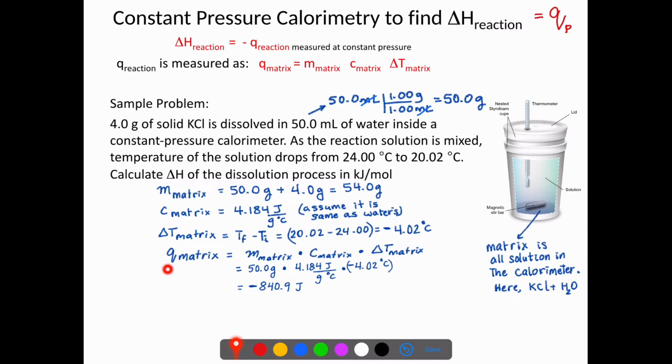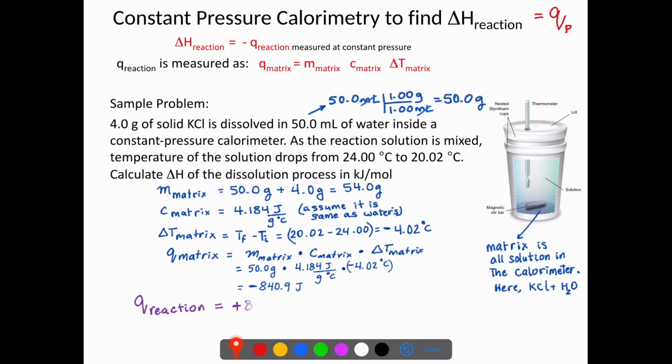Now, how is Q matrix related to the reaction? Remember, if the matrix is cooling down, that means it is releasing energy. The energy is going into the reaction. Okay, you can say the reaction is absorbing heat from the matrix. That's why the matrix is cooling down. So since the heat transfer is occurring in a calorimeter, which is shielded from the surroundings, heat lost by the matrix is equal to heat that went into the reaction.